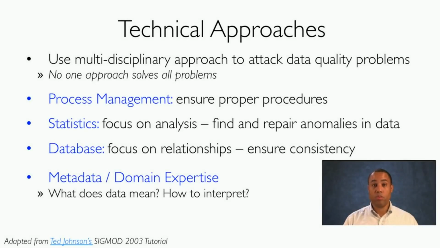You should use a multidisciplinary approach when attacking data quality problems because no one approach will solve all of the problems. As an example of some of the disciplines that you want to use, they include process management, ensuring that you have the proper procedures, statistics, focusing on analysis so that you can find and repair anomalies in the data, database management techniques, so you can focus on relationships to ensure consistency, and metadata and domain expertise. What does this data mean, or how do you interpret this data?